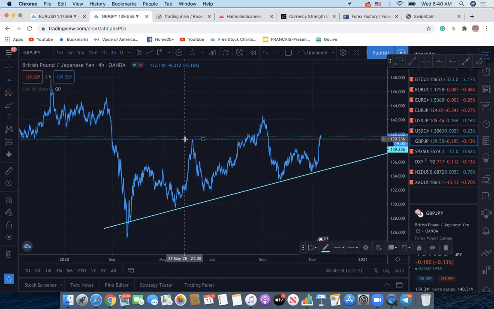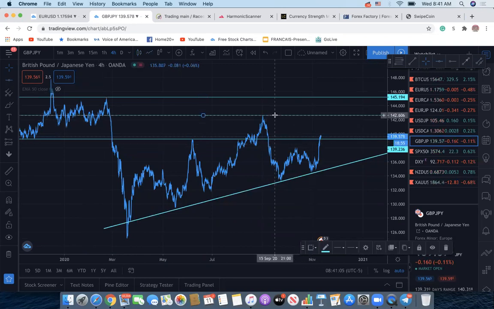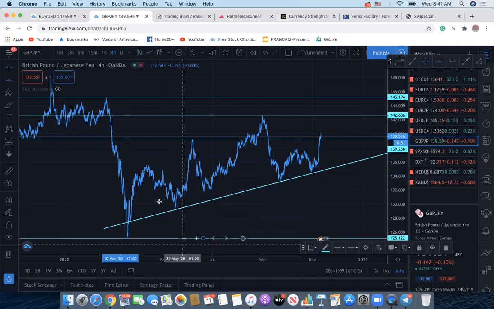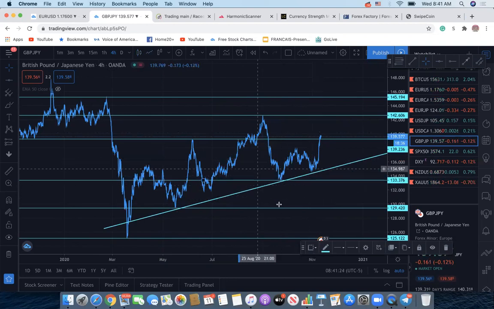So I'm gonna put a resistance line here. I'm gonna put another resistance line here. Then I'm gonna put another resistance line around here. I'm gonna put another support line here and another support here. So I don't want to fill up my chart with a lot of support and resistance, but the most important is where the market is right now. That's what we're worrying about.